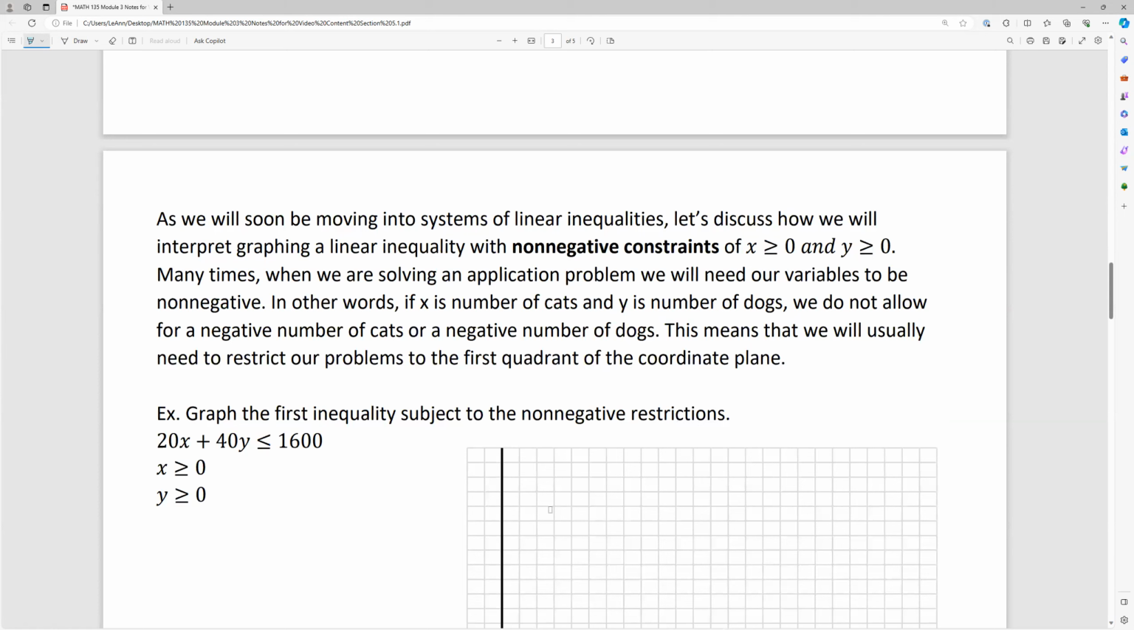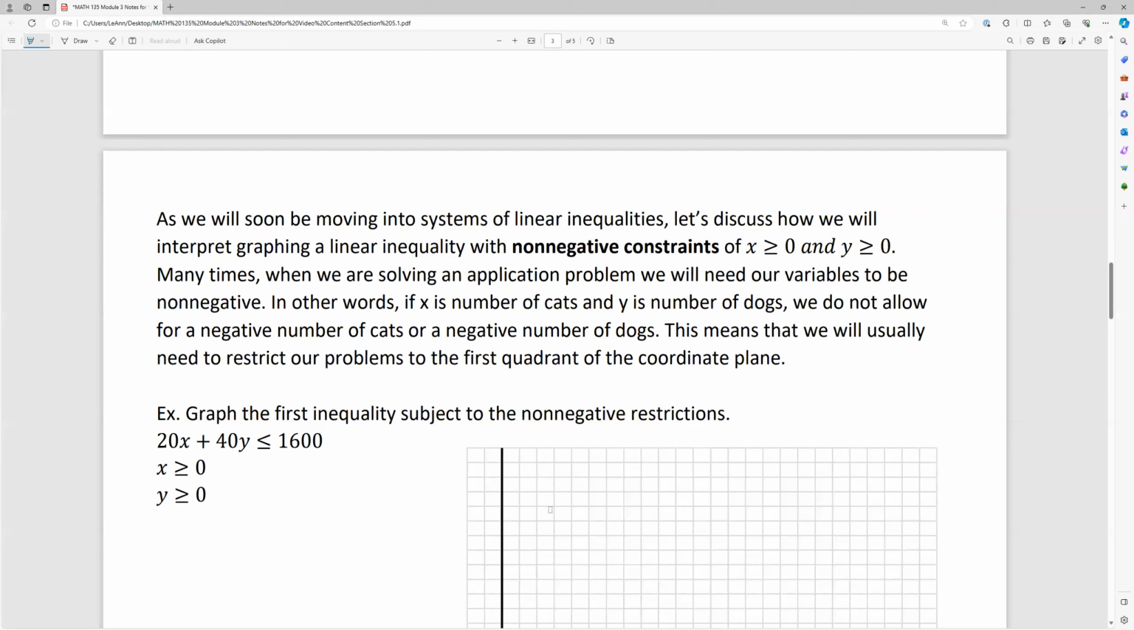Why would we do that? Well, many times when we're solving an application problem, we need our variables to be non-negative. In other words, if x is the number of cats and y is the number of dogs, you can't have negative cats or a negative number of dogs. That doesn't make sense in the context of the problem, because you either have no dogs, no cats, or you have a positive number of one of them. You can't have a negative number of animals.